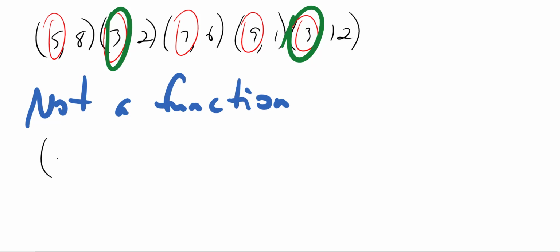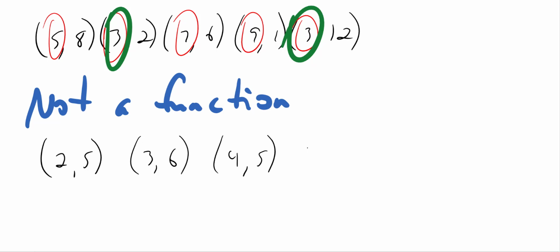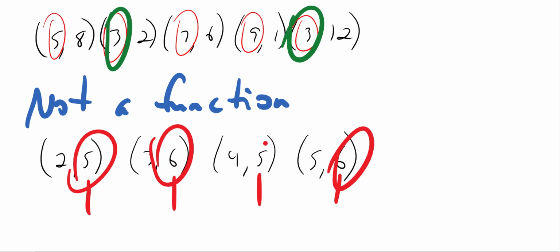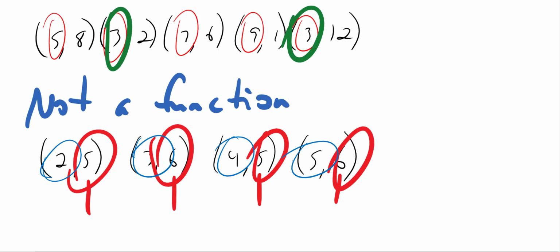If I give you 2 comma 5 and 3 comma 6 and 4 comma 5 and 5 comma 6, you notice the Y values repeat. It doesn't matter. As long as the X values are not repeating, it is a function. The Y values can repeat. You could have every single Y value the same, but if all the X values are different, it is a function. That's how you do it with points.